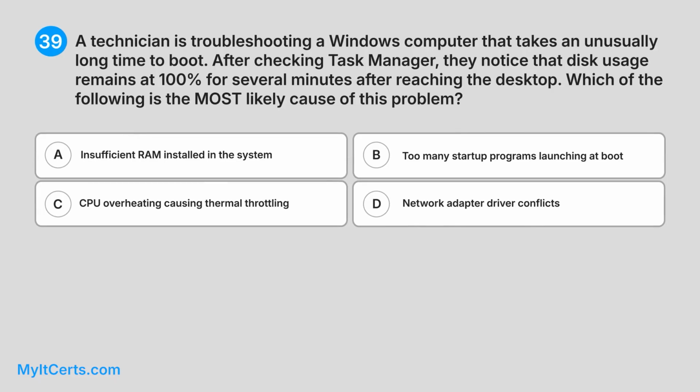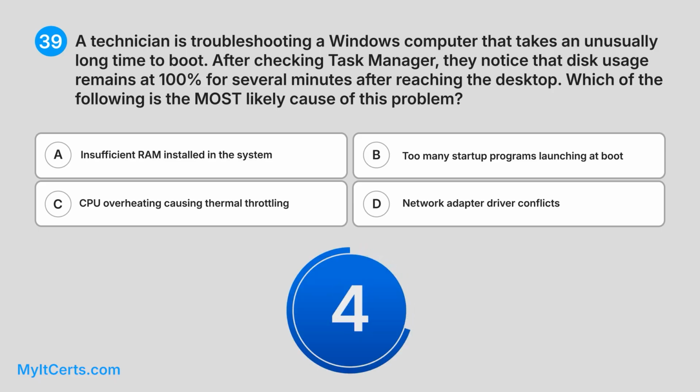39. A technician is troubleshooting a Windows computer that takes an unusually long time to boot. After checking Task Manager, they notice that disk usage remains at 100% for several minutes after reaching the desktop. Which of the following is the most likely cause of this problem? A. Insufficient RAM installed in the system. B. Too many startup programs launching at boot. C. CPU overheating causing thermal throttling. D. Network adapter driver conflicts. Do you know the answer?